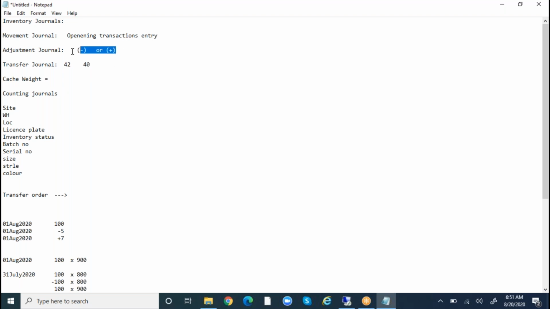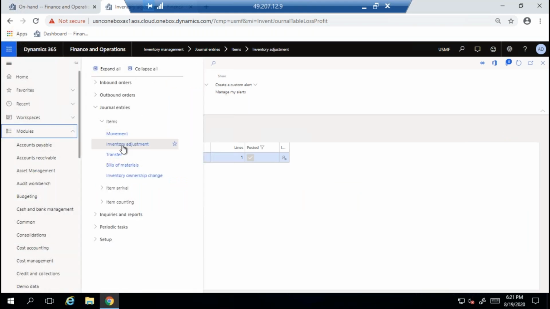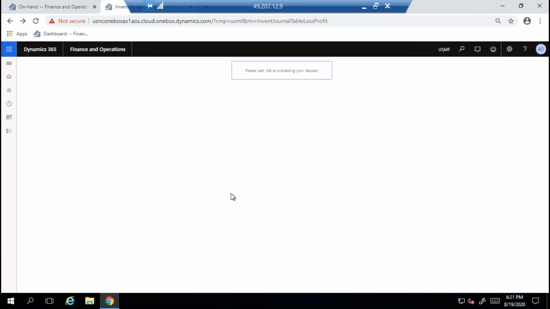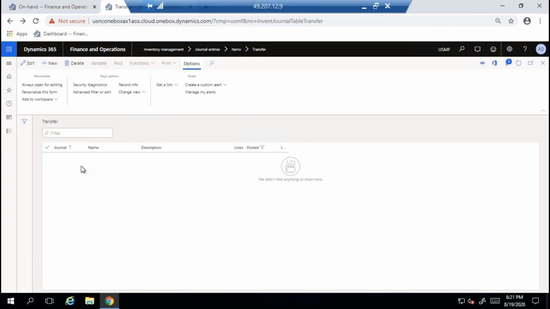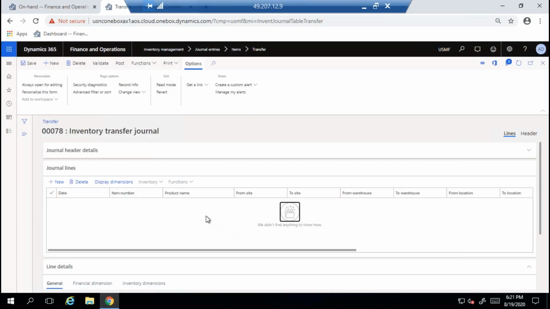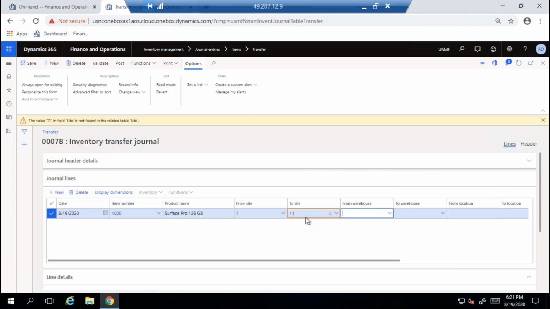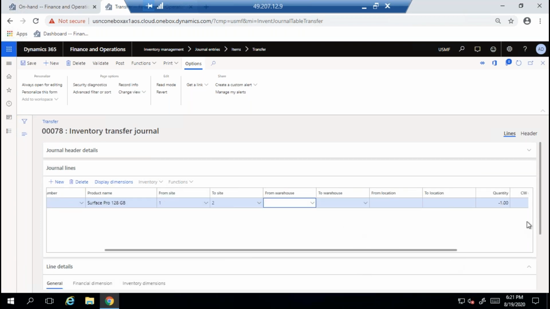Fine. Now adjustment journal, you understood. Transfer journal. Transfer journal means, click new. I'm selecting item 1000. So we'll see a little bit more insight. Okay, look at this one.